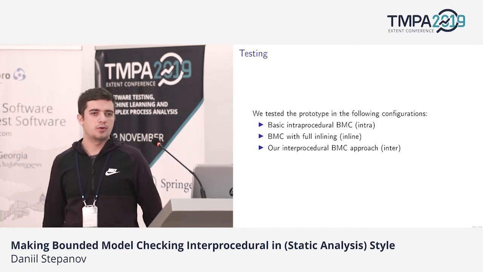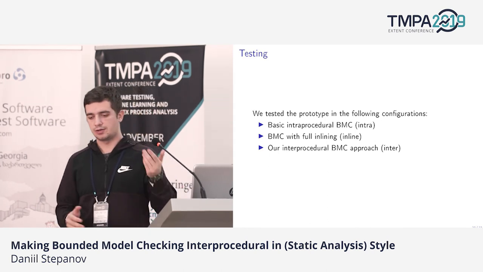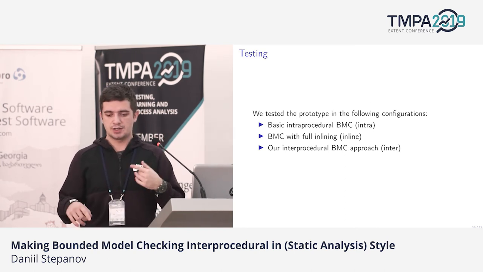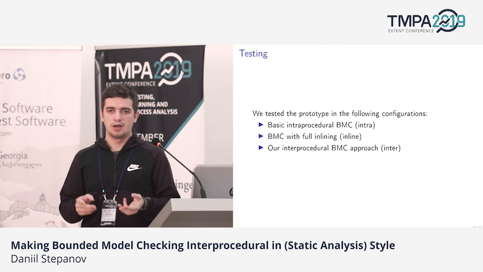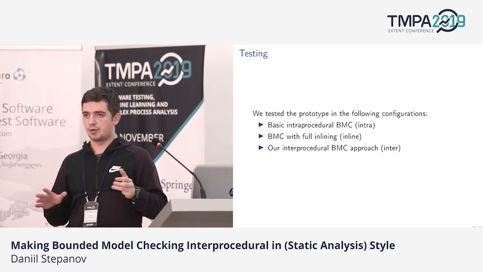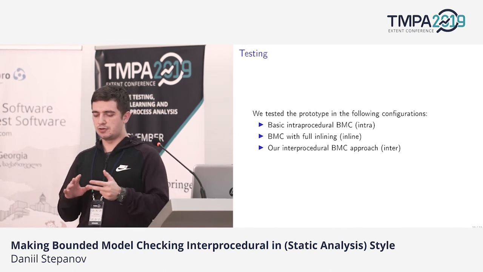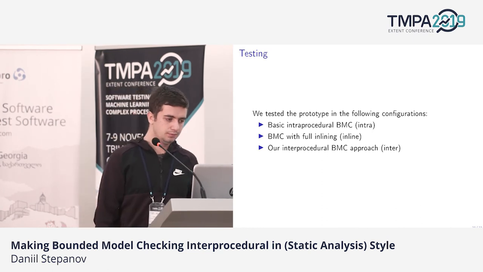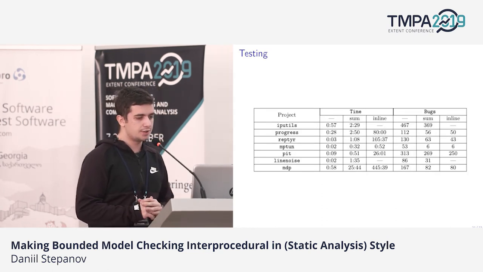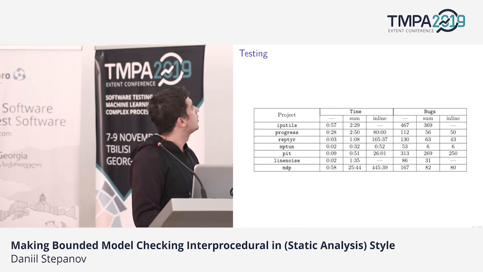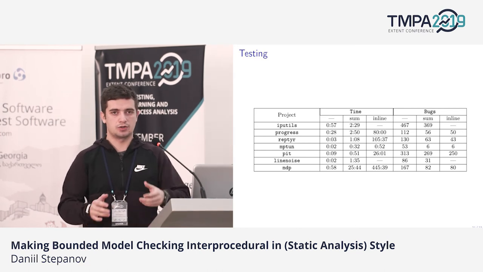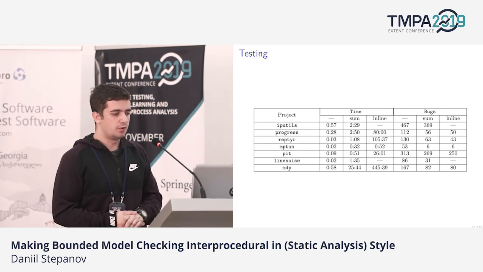After that, we implemented our approach in the Borealis model checker and tried to test it. For that purpose, we executed Borealis in three configurations: basic Borealis without interprocedural analysis, BMC with full inlining, and with our approach. Here are the results of our testing. You can see a dash in some cells. It means that we met the program state explosion problem and just can't analyze the program because of the size of the resulting formula.